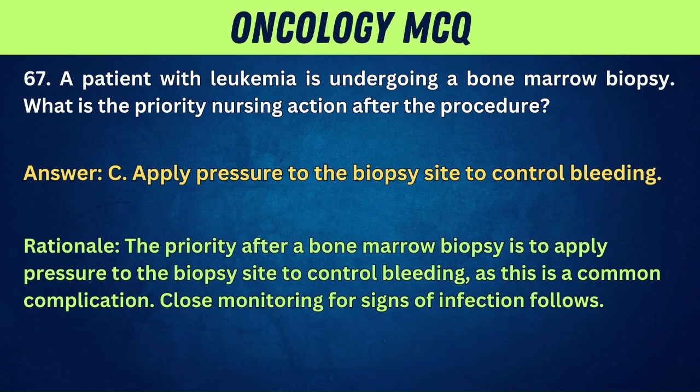Answer: C. Apply pressure to the biopsy site to control bleeding. Rationale: the priority after a bone marrow biopsy is to apply pressure to the biopsy site to control bleeding, as this is a common complication. Close monitoring for signs of infection follows.